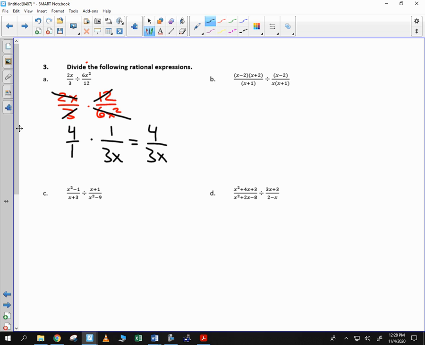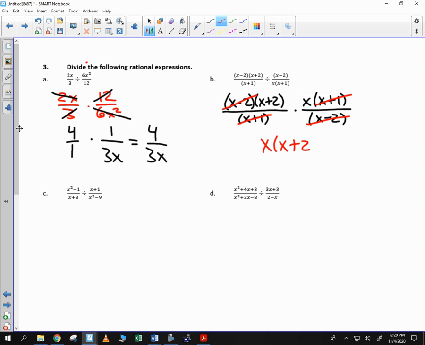Again, I'm going to take x minus 2 times x plus 2 over x plus 1. And I multiply by x times x plus 1 over x minus 2. X minus 2's are gone. X plus 1's are gone. We have x times x plus 2.